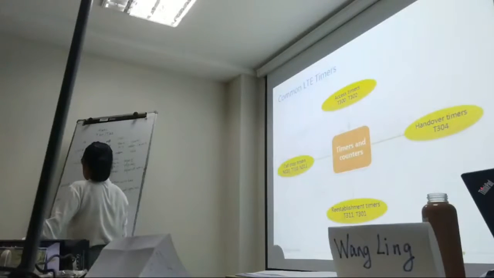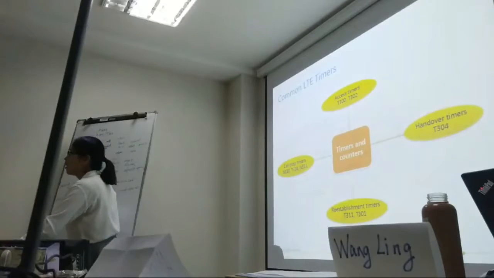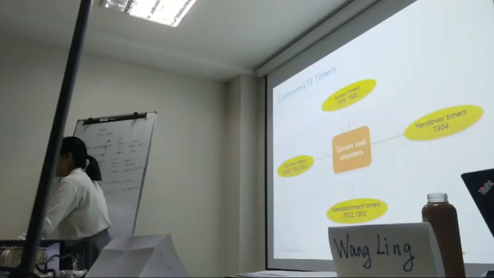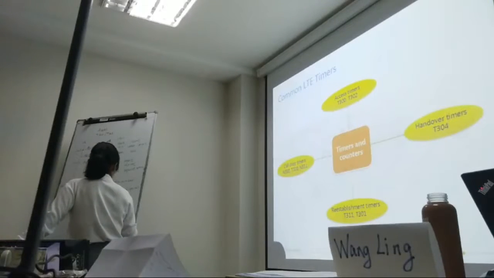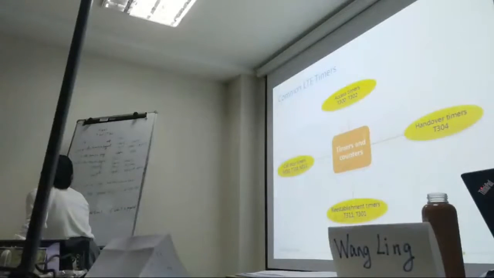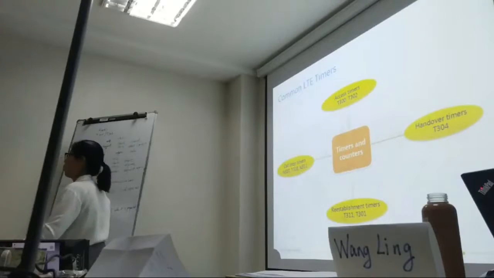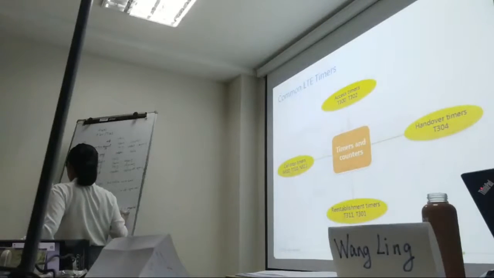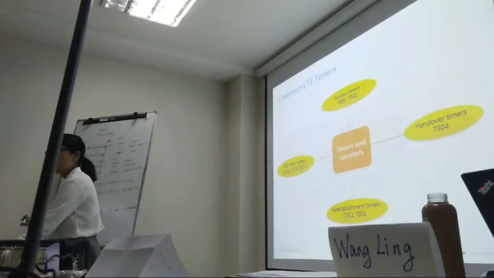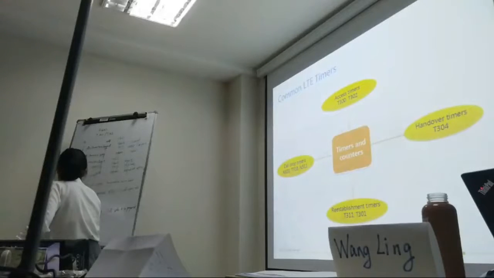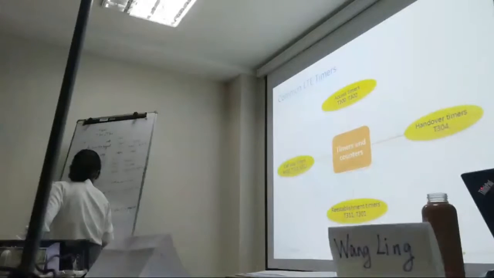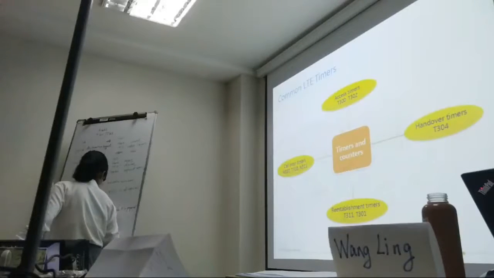So when it starts this, UE will select a cell. If UE selects a proper cell during this timer, it will stop T311, and after that, UE will transmit the RRC connection re-establishment request.